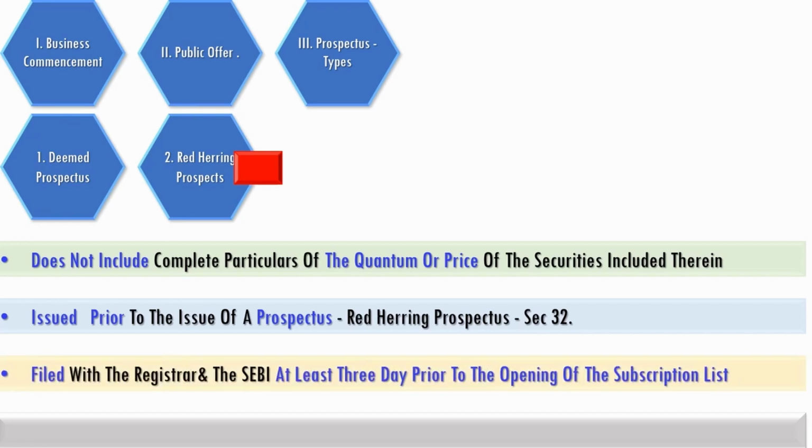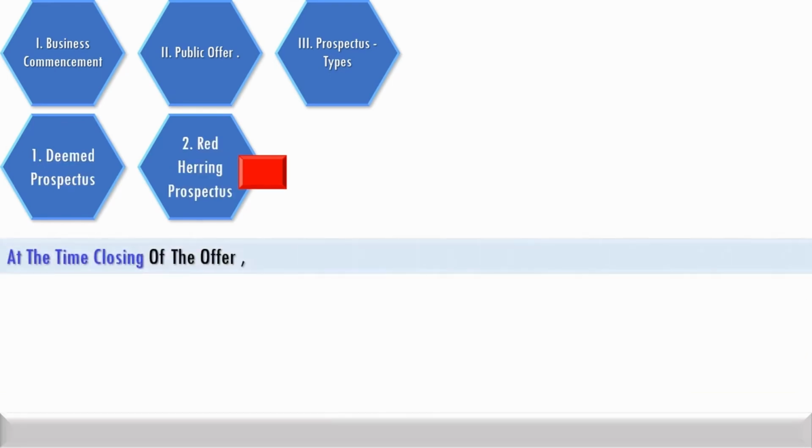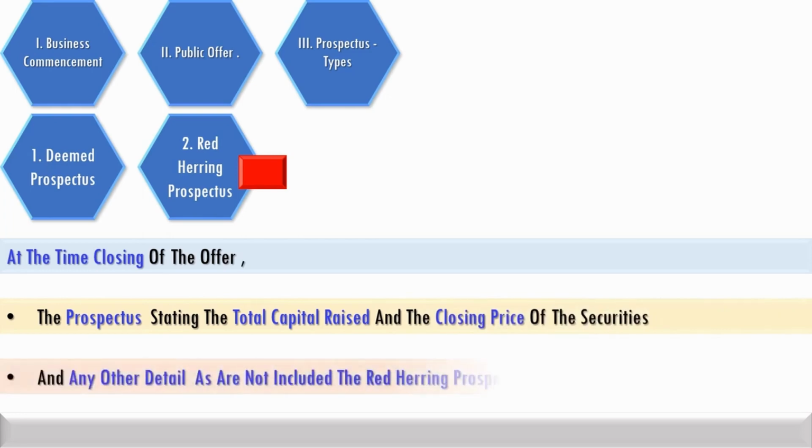It does not include complete particulars about the quantity of shares on offer and the exact price that the shares are going to fetch. To make good the deficiency of the red herring prospectus, at the time of closing of the offer, the prospectus stating the total capital raised and the closing price of the securities will be filed with the registrar and SEBI by the company.